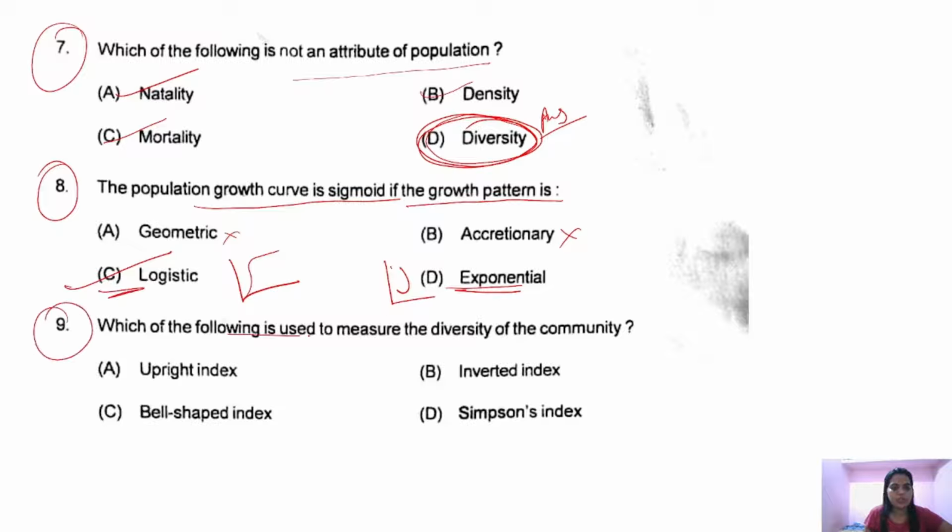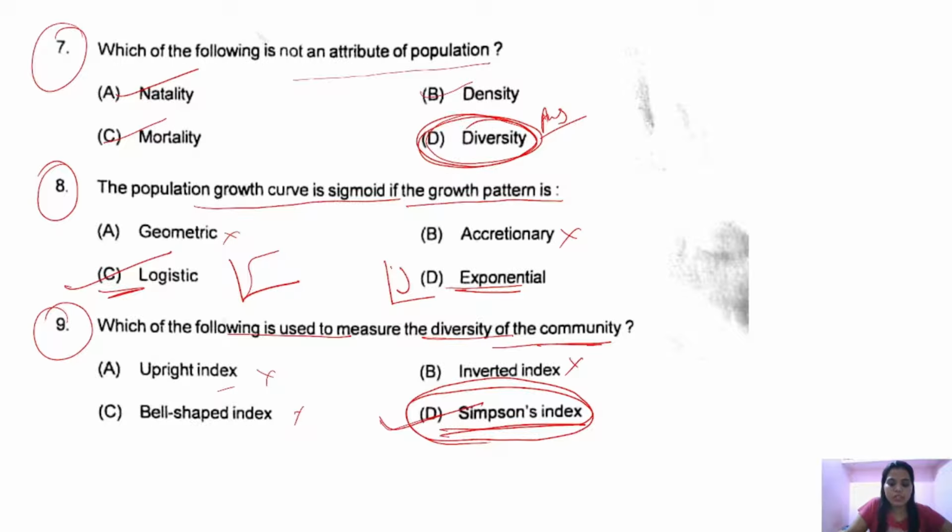Question number 9. Which of the following is used to measure the diversity of a community? Upright index, Bell index, no. Inverted index, no. Option D, that is Simpson's diversity index. I told you all to study Simpson's diversity index when we were solving the 2019 question paper. And look, this question was asked this year also. So it is very important to practice previous year question papers. Never miss out the practice of previous year question papers. That will help you a lot.